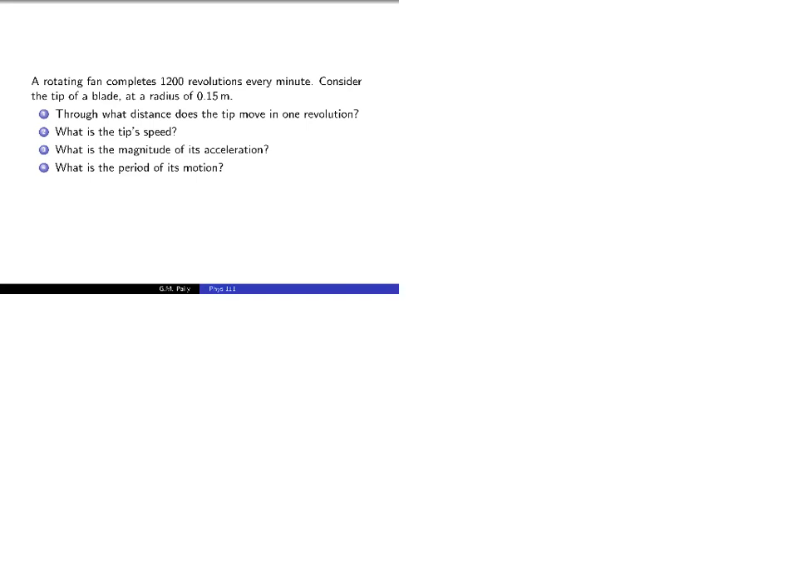The third question asks, what is the magnitude of its acceleration? We know that a is equal to omega squared times r, which gives us 40 pi radians per second squared times 0.15, which is equal to 240 pi squared meters per second squared.